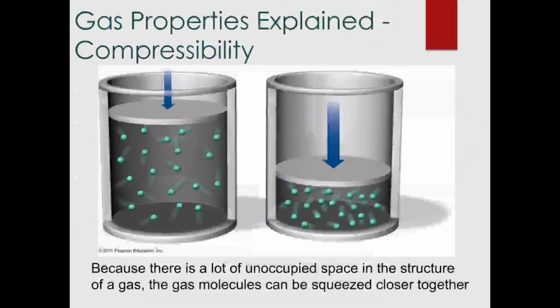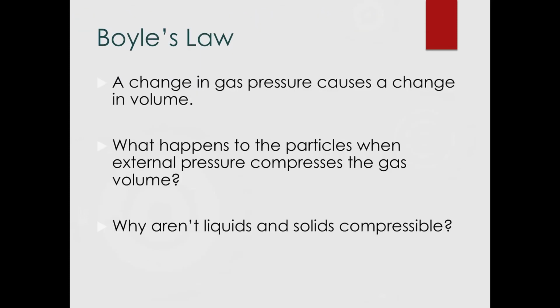So like you saw in the last slide, gases are compressible. And the reason that they are compressible is because there's a lot of unoccupied space in the structure of a gas. Those gas particles are really, really far apart. And since there's all this unoccupied space, you can squish the molecules closer together and compress them. Again, when you compress them, you are increasing the pressure, which is why oxygen cylinders and carbon dioxide cylinders tend to be under a lot of pressure, because they contain a lot of gas particles in a small volume. So a change in pressure causes a change in volume, or vice versa. You can have a change in volume that's causing a change in your gas pressure.